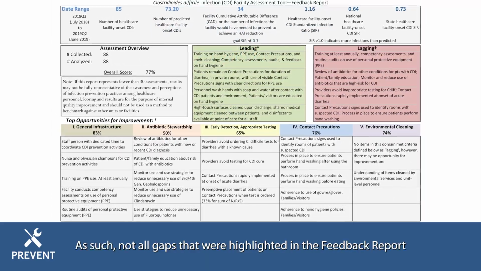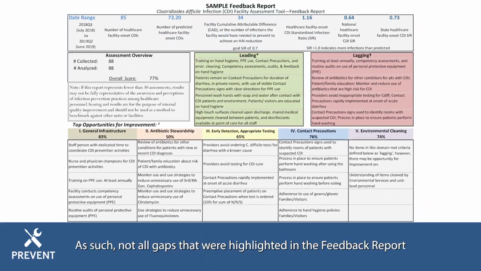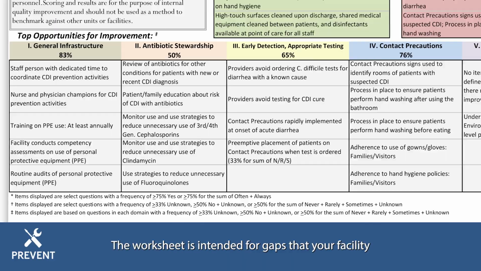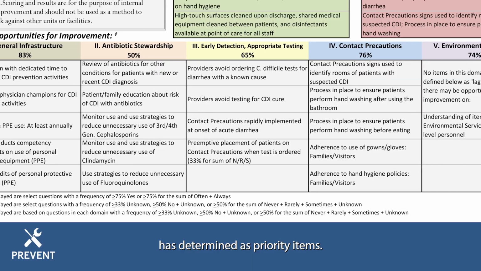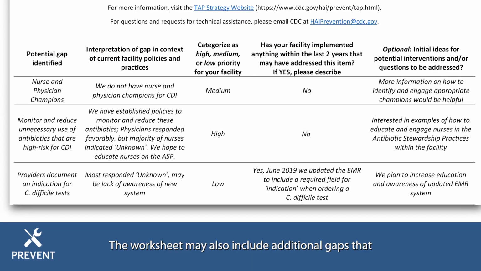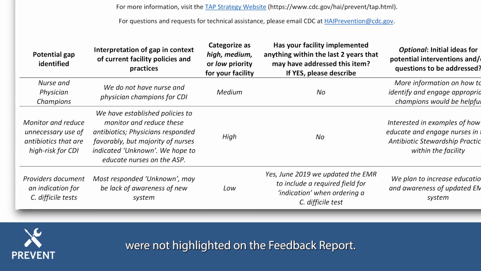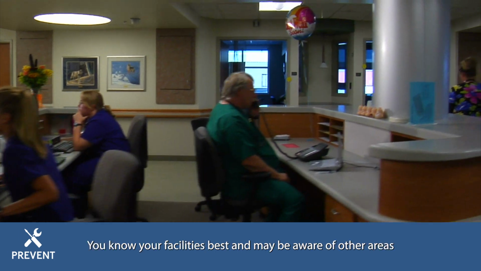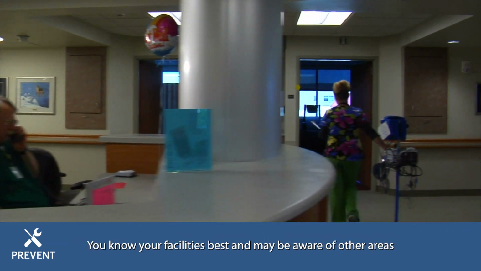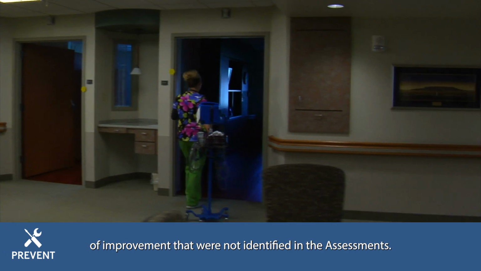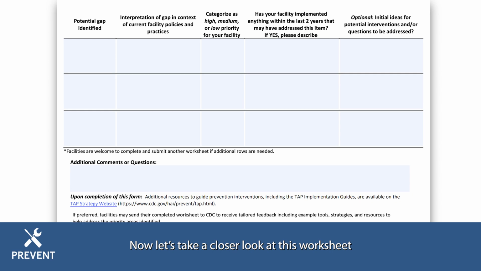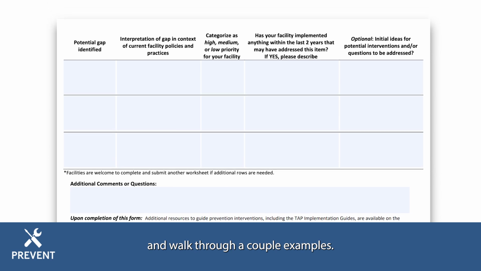As such, not all gaps that were highlighted in the feedback report need to be included. The worksheet is intended for gaps that your facility has determined as priority items. The worksheet may also include additional gaps that were not highlighted on the feedback report. You know your facilities best and may be aware of other areas of improvement that were not identified in the assessments. Now let's take a closer look at this worksheet and walk through a couple examples.